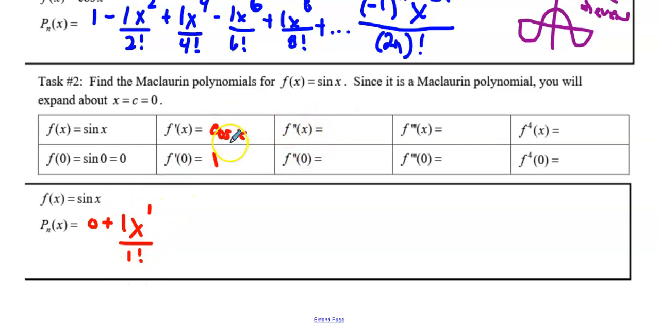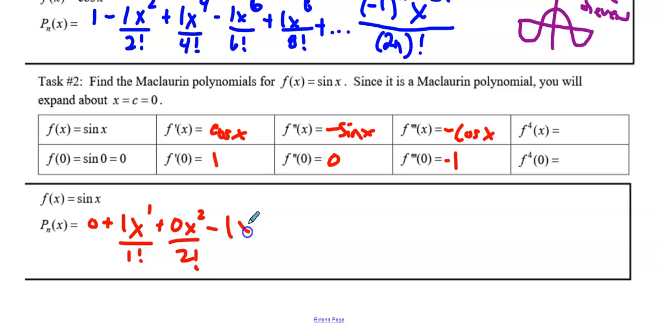Then if I find the derivative of cosine, I get negative sine of x. I plug in 0 to sine, I get 0 again. So this is going to be plus 0. Again, it was the second derivative, so we did x raised to the second over 2 factorial. I take the derivative of negative sine, I get negative cosine. I plug in 0, then I get negative 1. So it's going to be minus 1. Again, I used the third derivative, so it's going to be x cubed over 3 factorial.